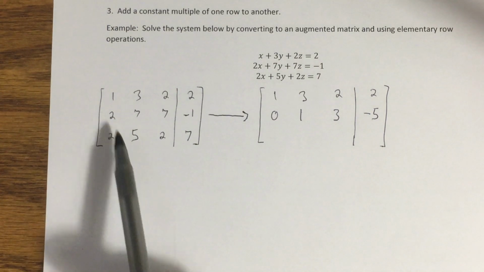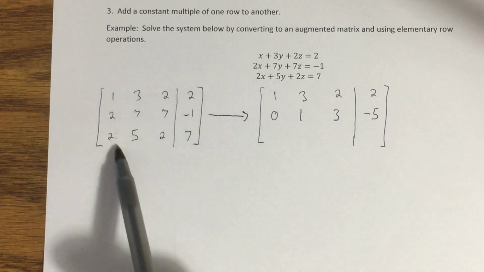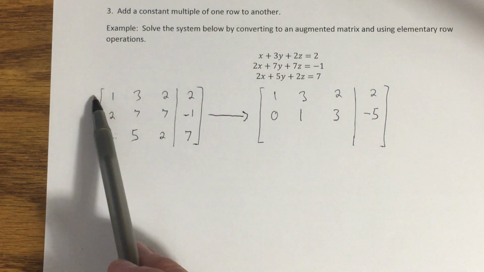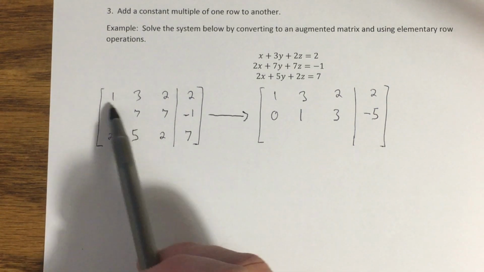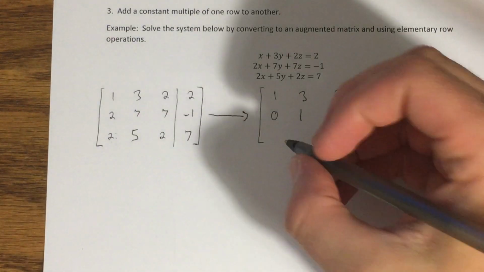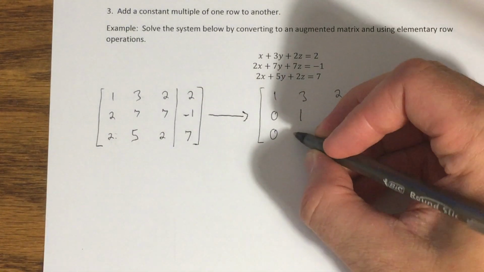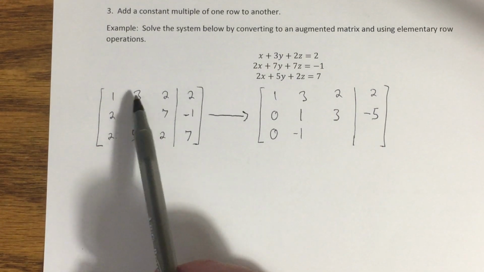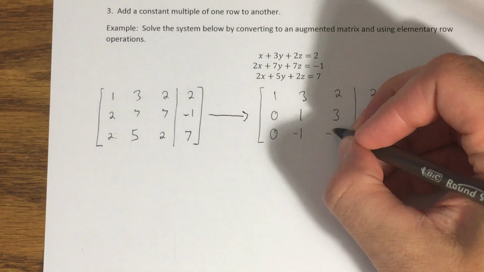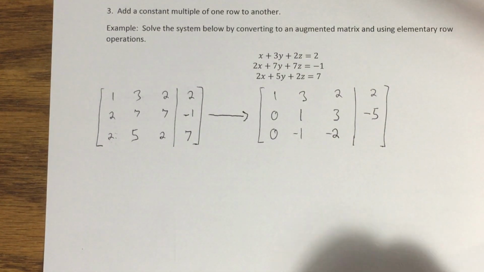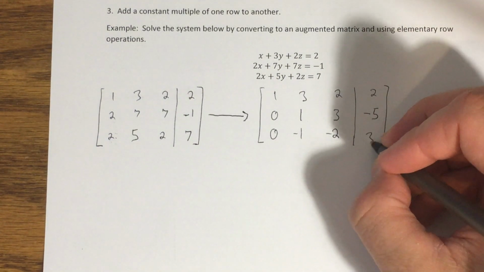I want to do the same thing to produce a 0 down here. Turns out I also have a 2 down here, so the same row operation would get me what I want. Multiply this by -2. Add it to this row, and replace this row by the result. So -2 times 1 is -2, plus 2 is 0. -2 times 3 is -6, plus 5, -1. -2 times 2 is -4, plus 2, -2. And -2 times 2 is -4, plus 7, that's 3.